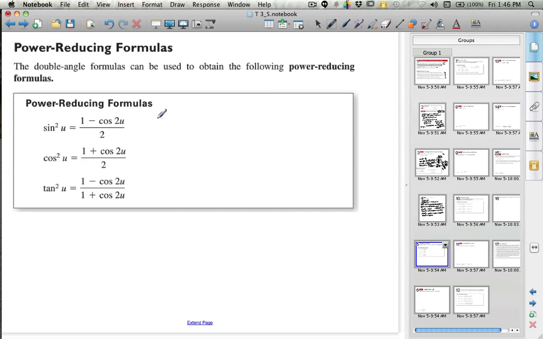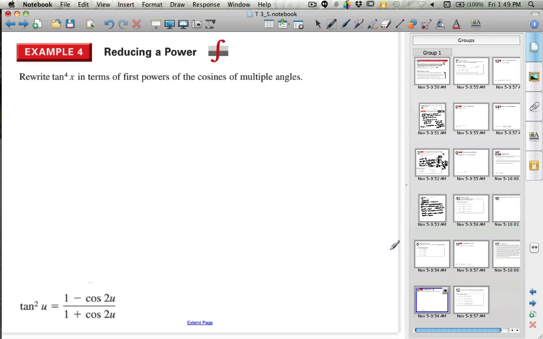So if we take a look here at our power reducing formulas, we can use these rewritings of the double angle formulas in order to go from sine, cosine, or tangent squared and bring it down to something that's not squared. And you'll notice they're all in terms of cosine, so that might be helpful. Okay, so let's take a look at using those.